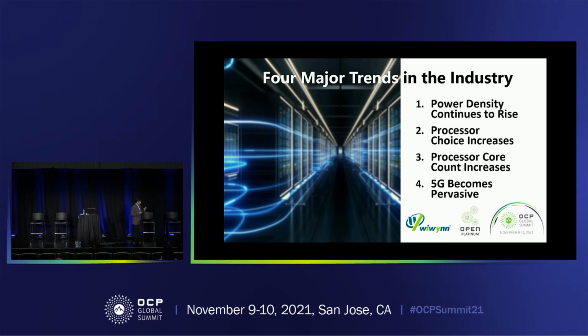The third trend is that processor core density is also increasing, core count is increasing, which means there is a potential for realization of more resources, more efficient usage of resources. So we'll talk more about that in that trend. And then the fourth trend is 5G. We're seeing a lot of applications on 5G. So what are we doing about that? That would be the fourth trend.